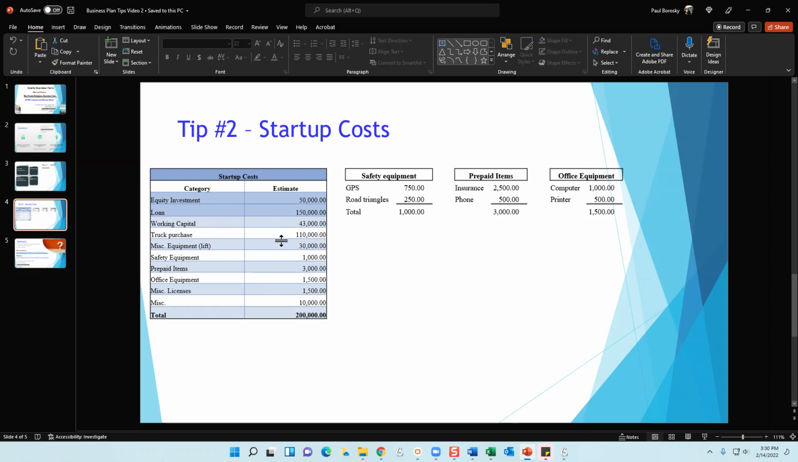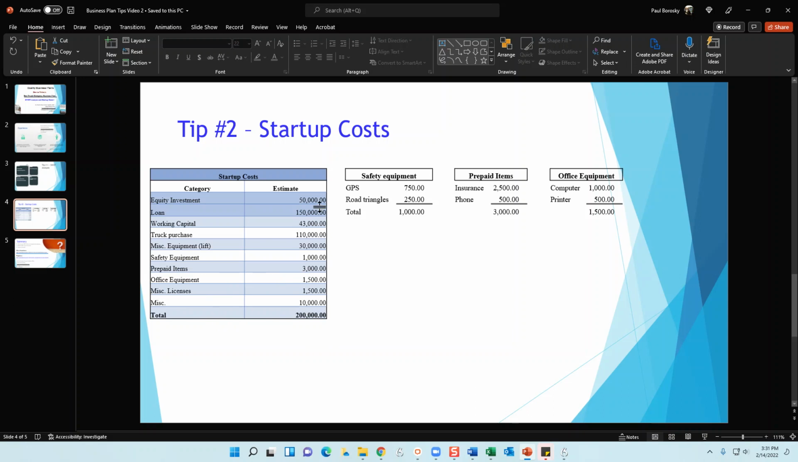Purchase of the truck, I'm saying it's going to be a new truck, $110,000. Equipment, maybe we're going to specialize in moving furniture, or we're going to be specializing in moving appliances. So miscellaneous equipment is going to be $30,000, and I've got in parentheses right there, Lyft. Safety equipment, $1,000. Prepaid items, $3,000. Office equipment, $1,500, and so on.